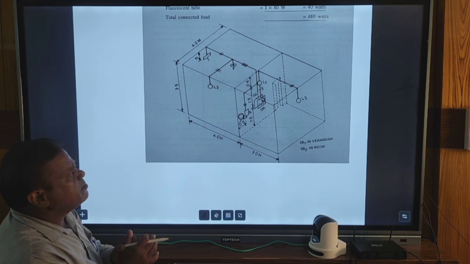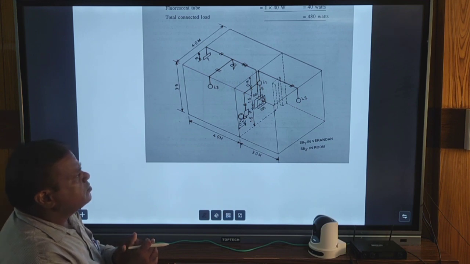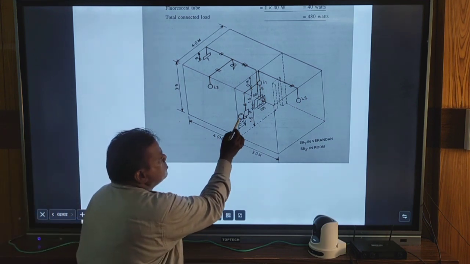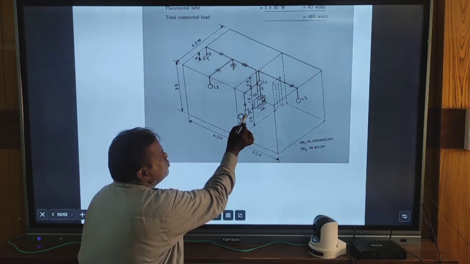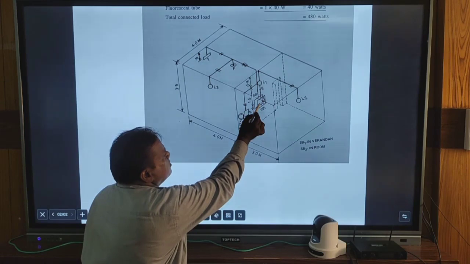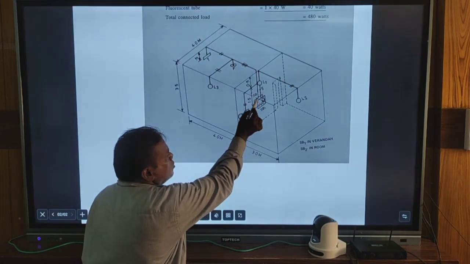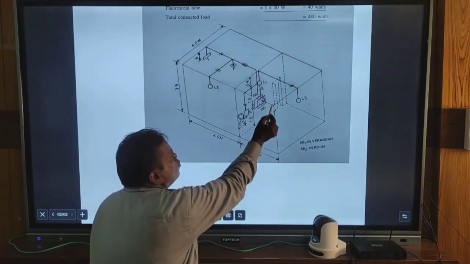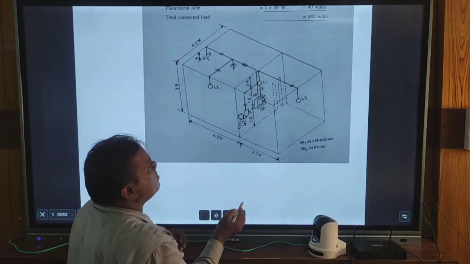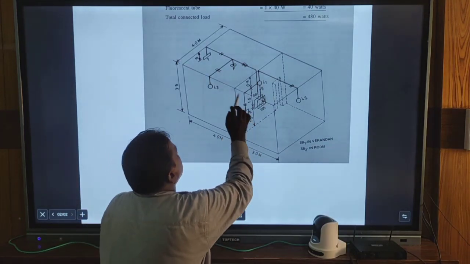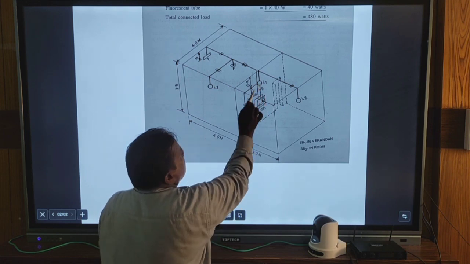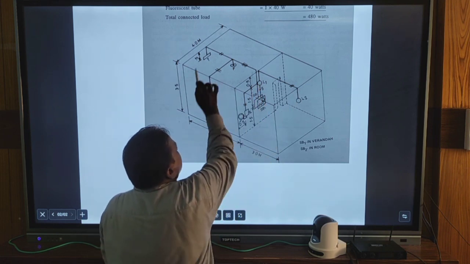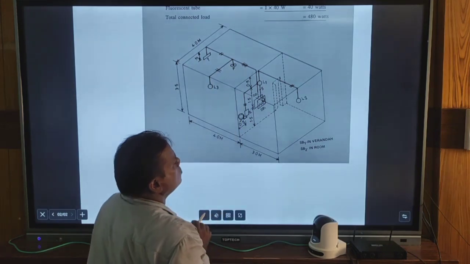So in this diagram, here we have taken, this is the main switch. So this is the energy meter, this is the main switch, and this is the switchboard on both sides, and here is the door. And as per this installation plan, we have taken light 1, light 2, light 3, and a tube light, and the fan.